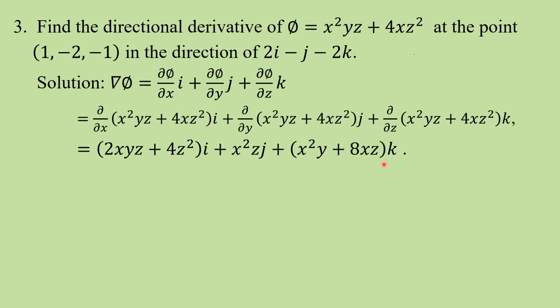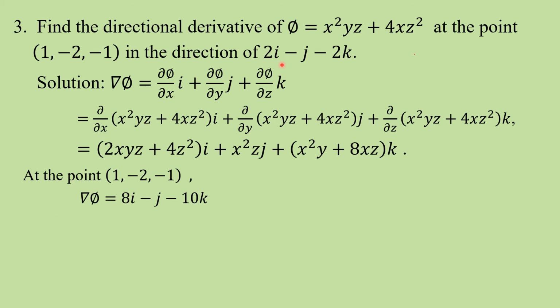Once the gradient of phi is obtained, del phi is obtained at the point by substituting the point (1, -2, -1). So what it gives, del phi, substituting x as 1, y as -2, z as -1: we can get del phi equal to 8i - j - 10k. Once it is done, now we go for finding the directional derivative of phi along the vector a.